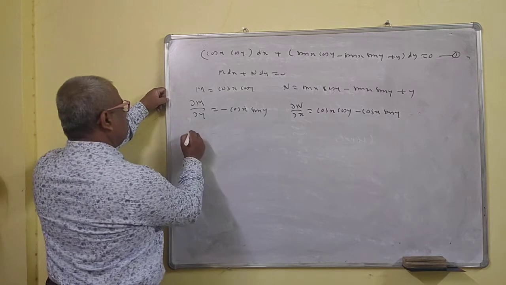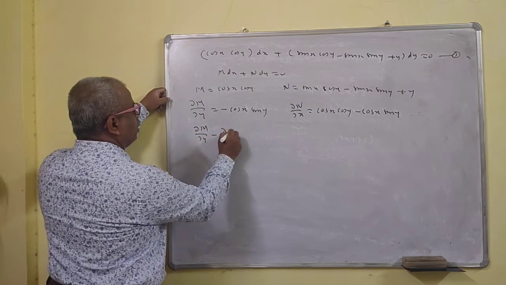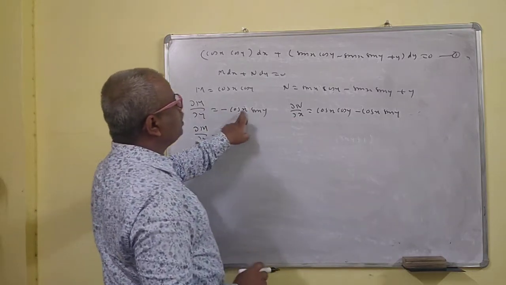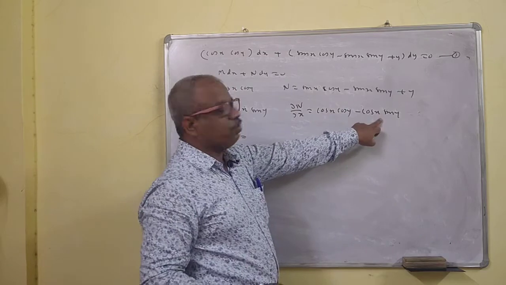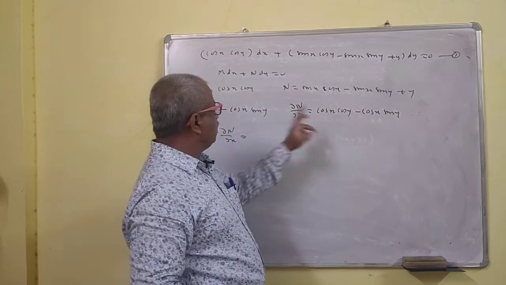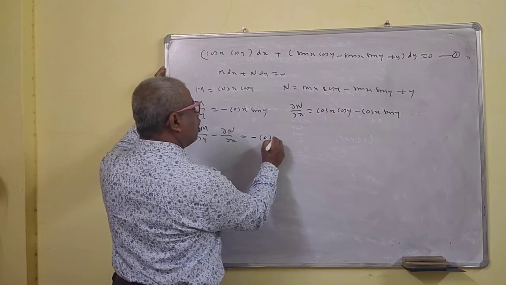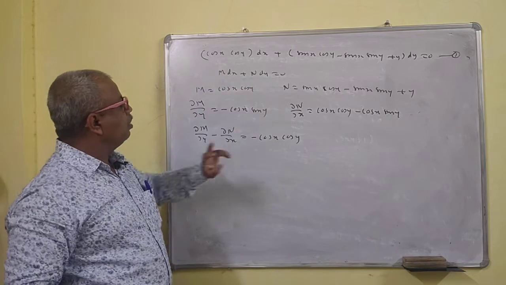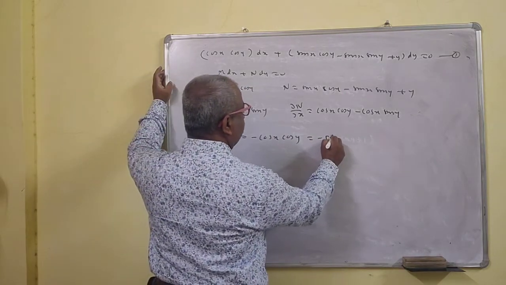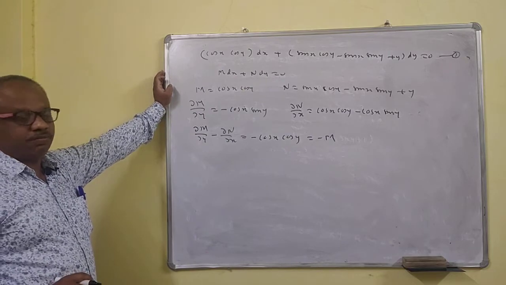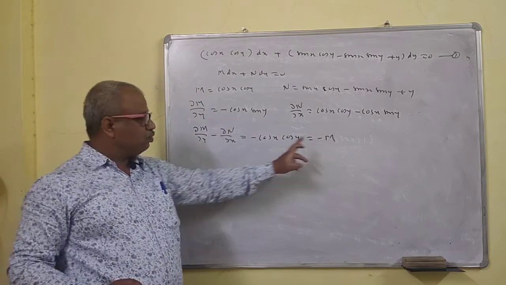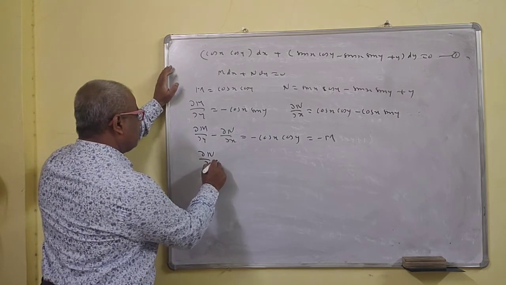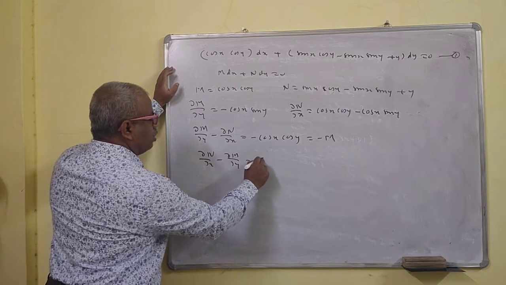Now we will take the difference, dou N by dou x minus dou M by dou y. This should be subtracted from this one. So this is cos x sin y and this is cos x sin y; minus becomes plus, so this gets cancelled. You get only cos x cos y, which is directly M. The sign needs to be changed, so dou N by dou x minus dou M by dou y is equal to M.